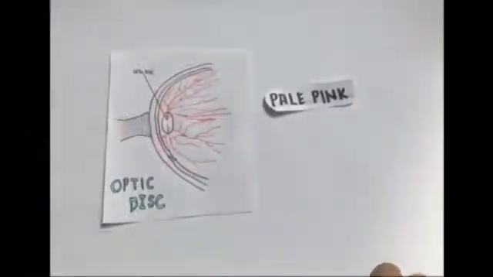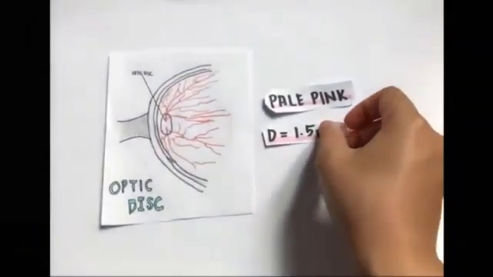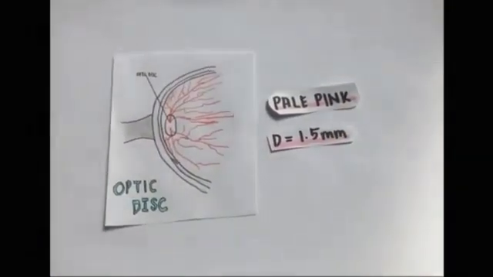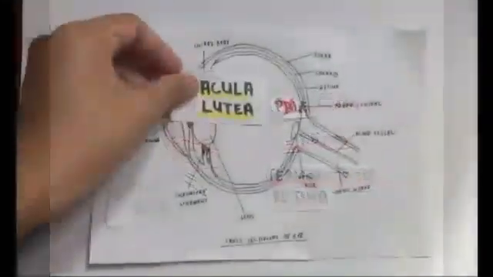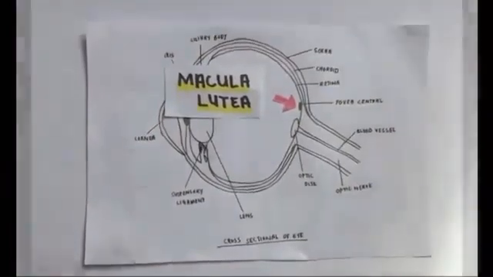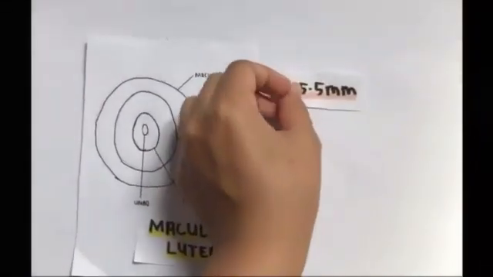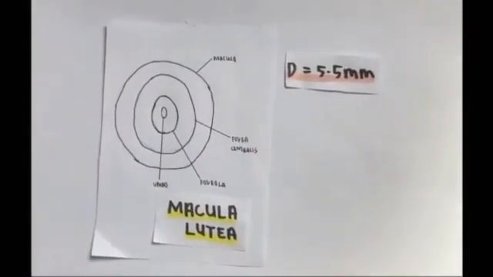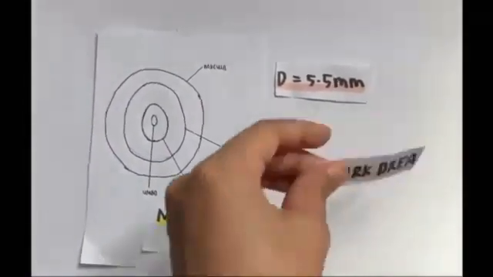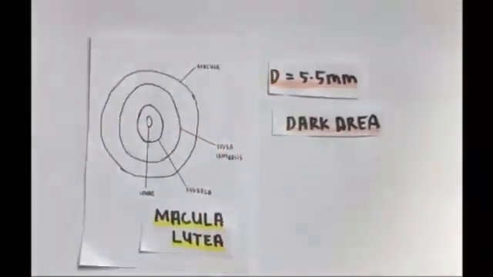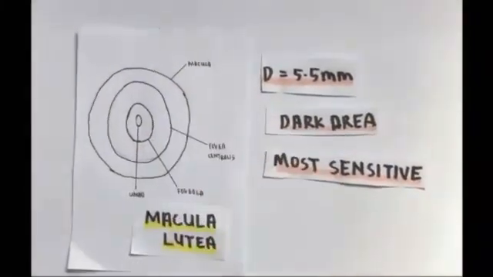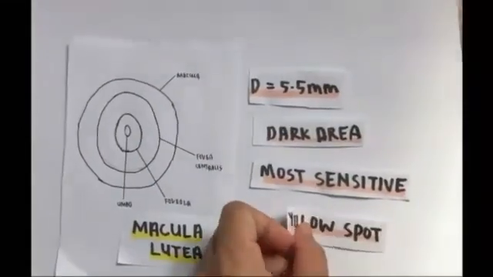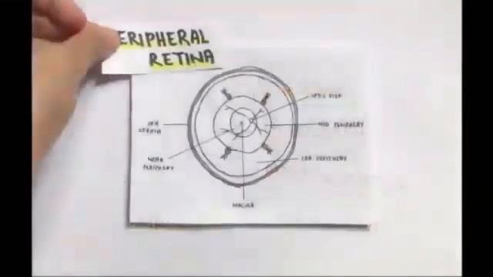Now I'm going to talk about the optic disc. It's very pale pink in color with a diameter of 1.5 mm, and all the retinal layers terminate here. Next is the macula lutea. It's located near the fovea. The macula lutea is 5.5 mm in diameter, and it is also a dark area in the retina. Plus, it is the most sensitive part of the retina, and it is also called the yellow spot or area centralis.